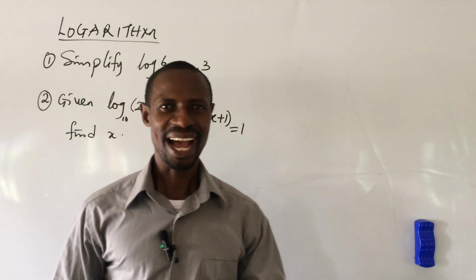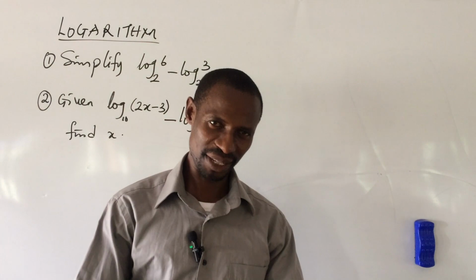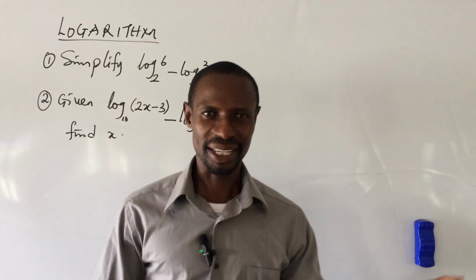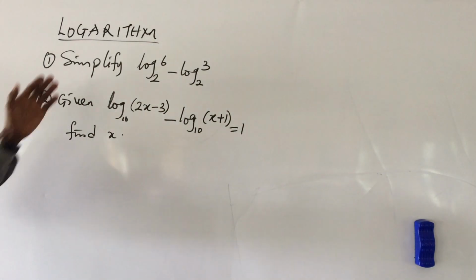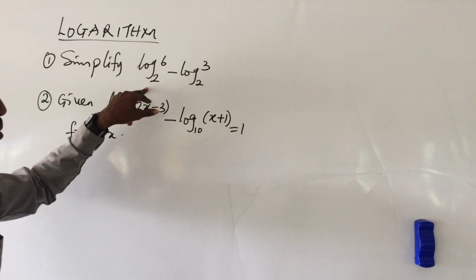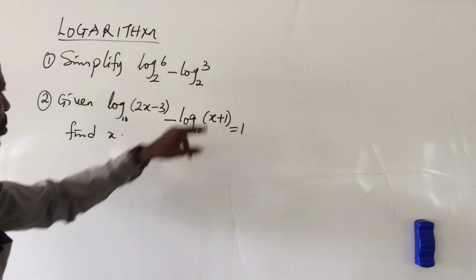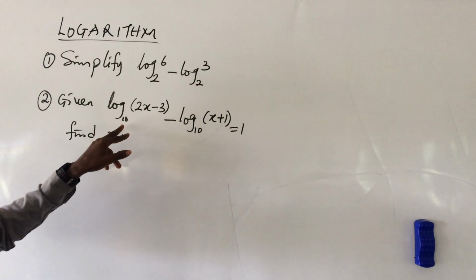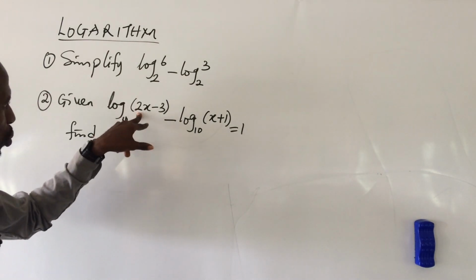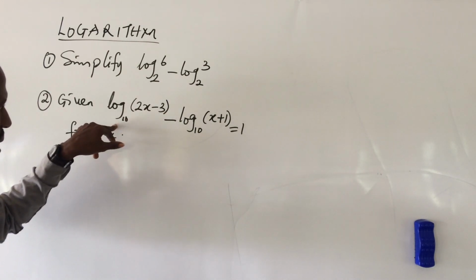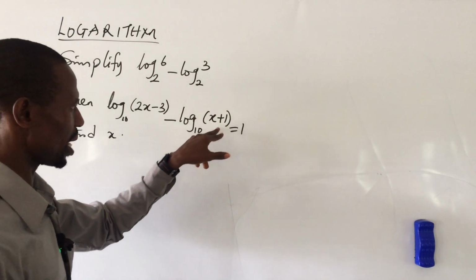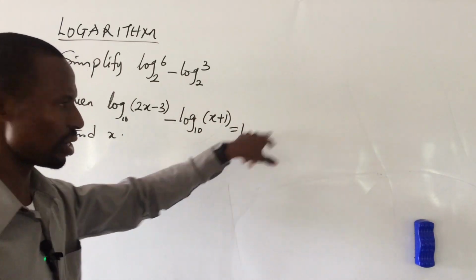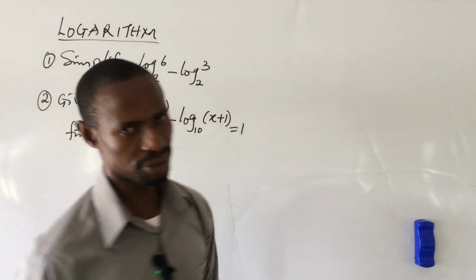My name is Jakes Anemo, and today we have a very simple challenge on logarithm. The question says: simplify log 6 base 2 minus log 3 base 2. And number 2 says: given log (2x minus 3) to base 10 minus log (x plus 1) base 10 is equal to 1, what will be the value of x?